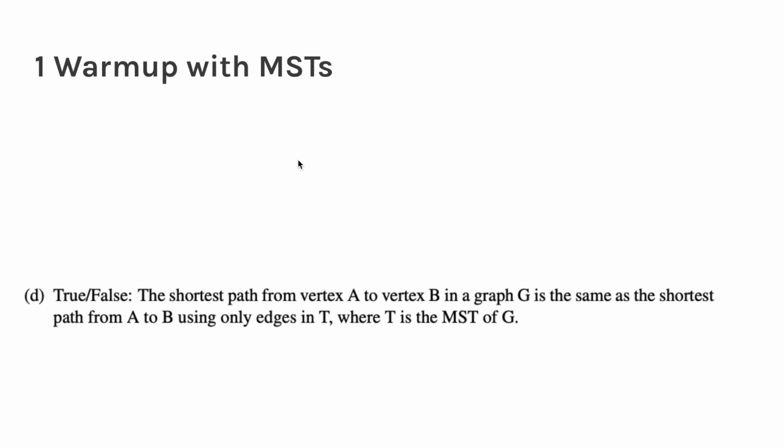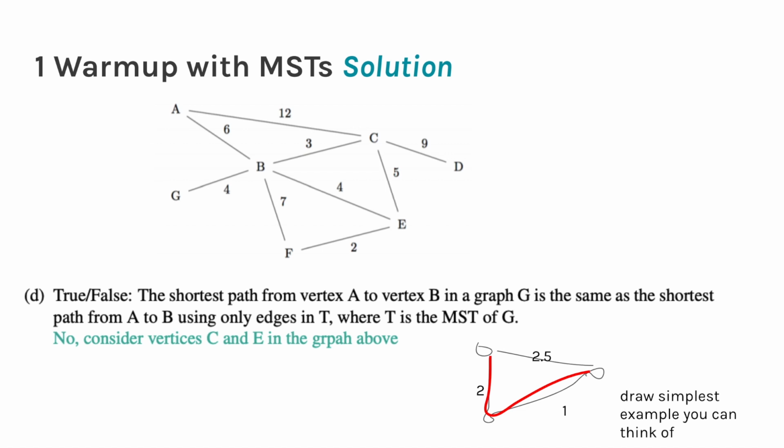Okay, true or false: the shortest path from A to B in a graph is the same as the shortest path from A to B using only edges in T, where T is the MST. This is similar to asking whether a shortest path tree is the same as the MST. Clearly not, and you can come up with some counterexamples pretty quickly. With the given graph, consider vertices C and E. This 5 was not part of the MST, but it would be the shortest path from C to E, just taking this 5.